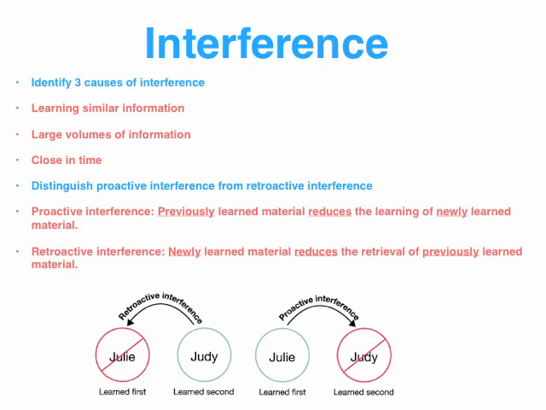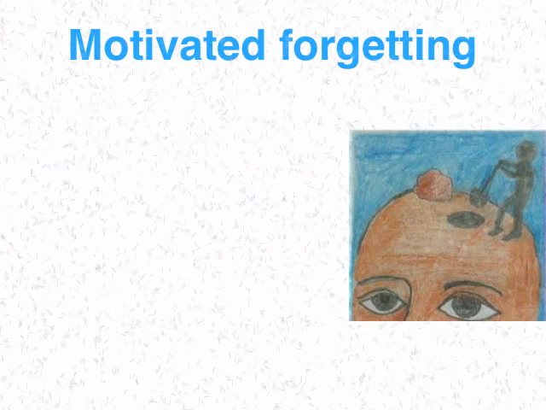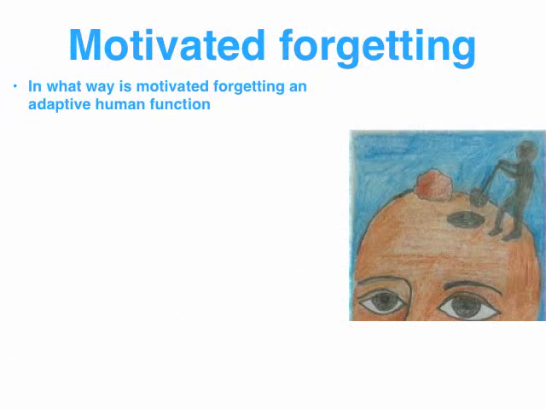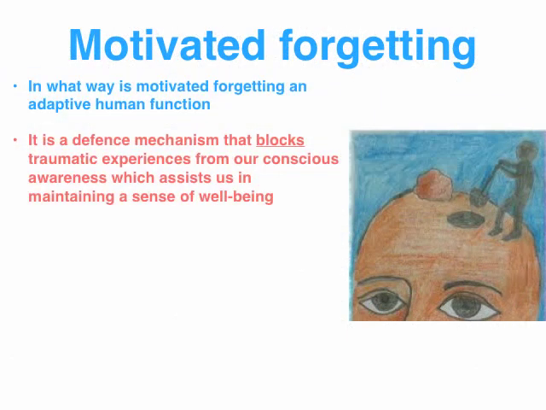That enhances or increases interference. Retro interference, retro meaning backwards, so the newly learned material reduces the retrieval of the previously learnt material. Motivated forgetting. Key thing here is that it's a defense mechanism, and the key word you need to use here is blocking. Blocking traumatic experiences from our conscious awareness in order to literally help us move on, enhance our well-being, etc.